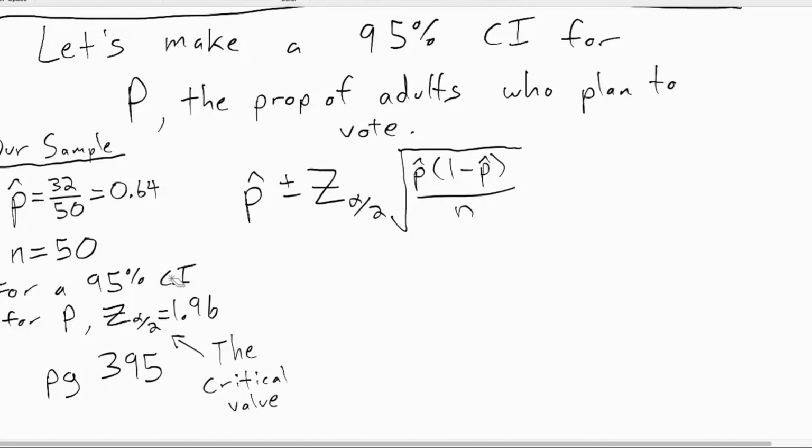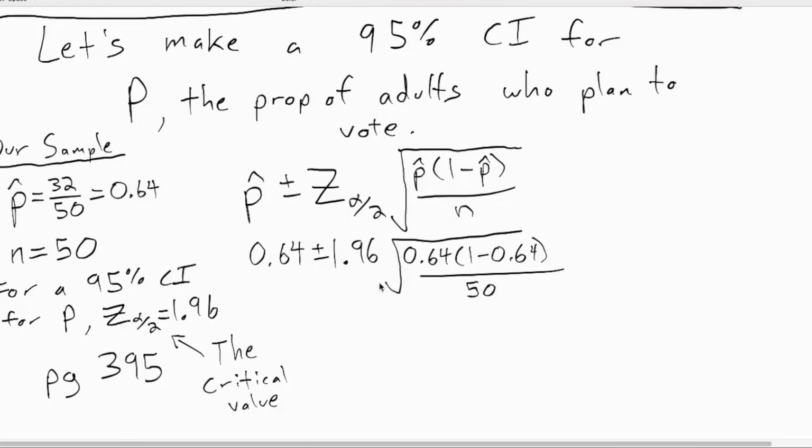We're about to jam these numbers into this formula and come up with this confidence interval. P hat, that is 0.64. The z-score is 1.96 because we're making a 95% confidence interval. And then we have times the square root of 0.64 times 1 minus 0.64 divided by 50. And the way that the math works is that you need to figure out what the margin of error is first. You need to do all this first.